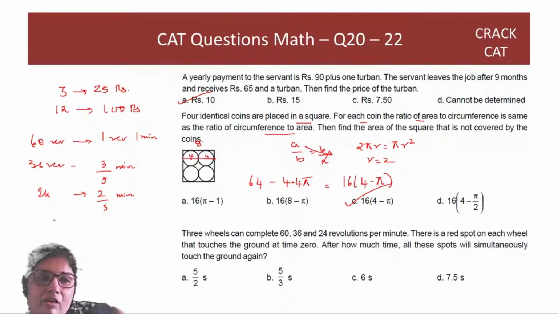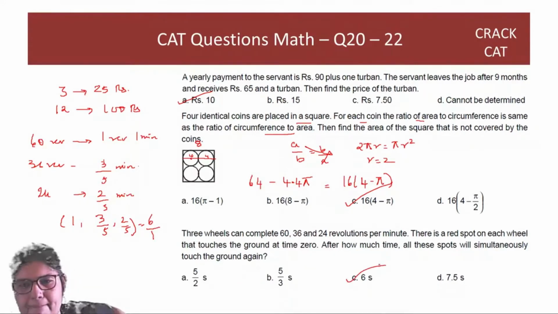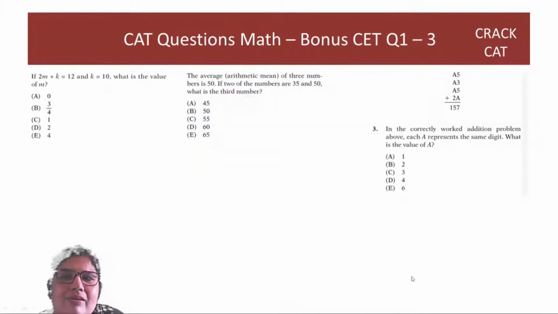So if I want all of them to touch the ground simultaneously, it is going to be the LCM of 1, 3 by 5 and 2 by 5, which is 6 by 1. So they will meet every 6 seconds. Right? Great. Let's look at some CET level questions. As I said, the bonus questions today, the focus is on CET.